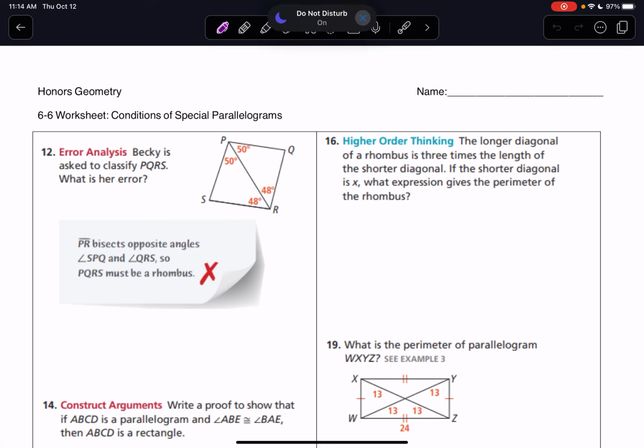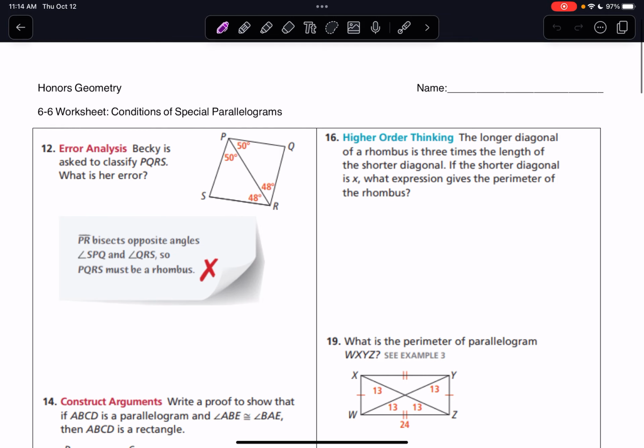Hello everybody, it is time for us to look at the 6-6 worksheet about conditions of special parallelograms. It kind of goes along with 6-5, but kind of the converses of the theorems we learned in 6-5. Number 12, Becky is asked to classify PQRS.